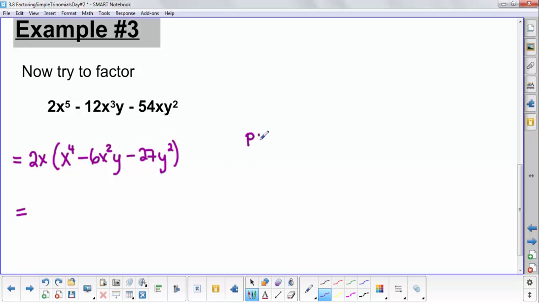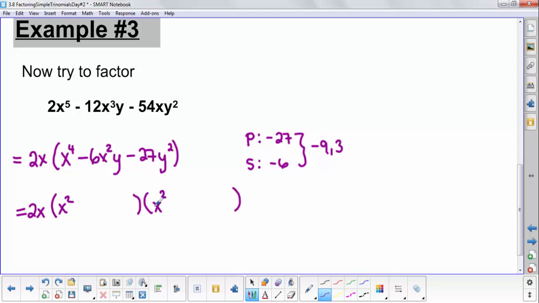So we're still looking for two numbers that multiply to negative 27 and add to negative 6. So negative 9 and 3 should do it. Okay, so we're still dealing with two variables here, so I know I'm going to have to tack on that y at the end, but my x's, it would make sense to have x squareds here, so that if we were to multiply it back out, we would end up with the x to the power of 4. So one bracket will get the negative 9 and then the y, and the other bracket will get the positive 3 and the y. And so that question is fully factored.